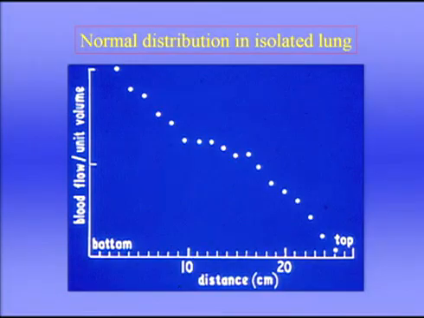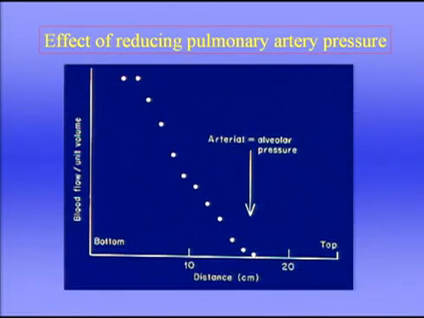So we go to an isolated lung preparation, and here's an isolated lung preparation with the normal pulmonary arterial and venous pressures, and you can see that the distribution is essentially the same as that found in the normal subject. High blood flow near the bottom of the lung, falling to very low values at the top. Now, it's easy to change the various pressures, and look what happens if we reduce the pulmonary arterial pressure. We keep the venous pressure the same.